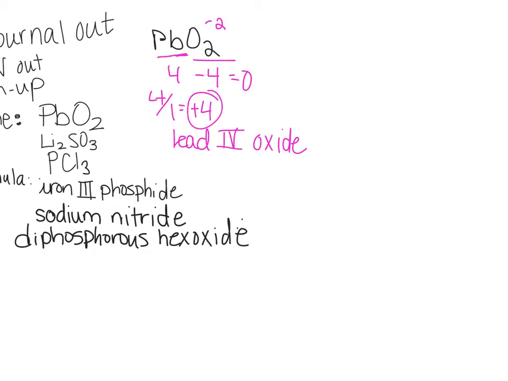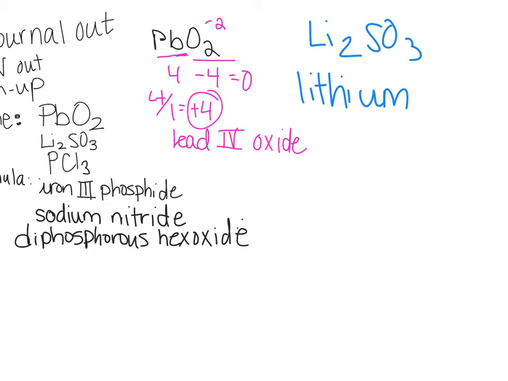So now we have Li2SO3. Is there a metal? Yes. Is it a transition metal? No. So we're going to start by just writing what it is. So we have lithium. Then we look at our second part. Is it an element or is it a polyatomic? Polyatomic. So we look at our list on the inside, and who is SO3? Sulfite.